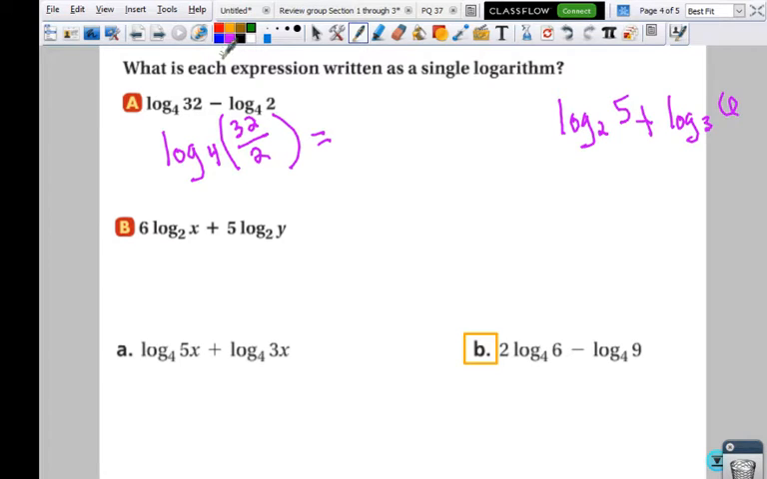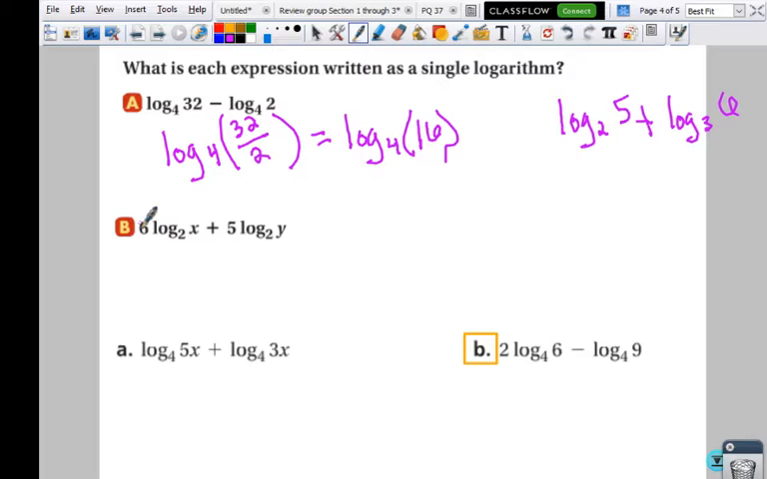Alright, we've got to finish this one first. So I have log base 4 of 32 over 2, and then I can simplify. What's 32 divided by 2? 16. Good number. So I have log base 4 of 16. You don't need to write the parentheses if you don't want to, but it might help you keep things together better. Okay, let's do part B. On part B, I have some numbers in front.